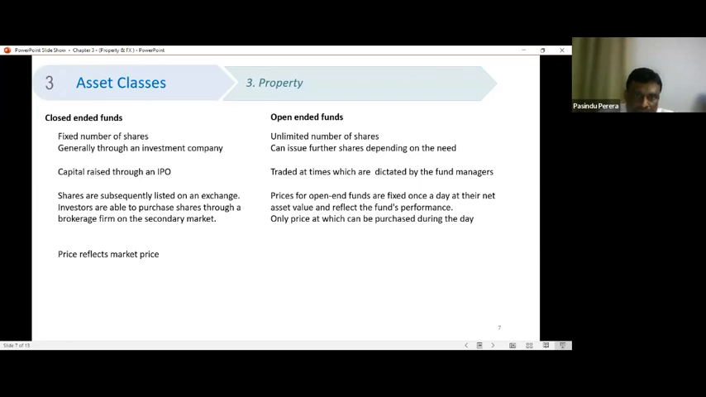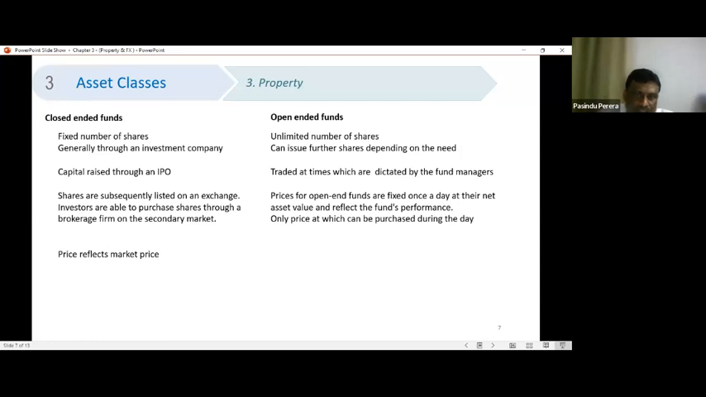Prices for open-ended funds are fixed once a day at their net asset value and reflect the fund's performance. Now, in the close-ended funds, there's a market price. Here, there's no market price, it is not traded; whatever the net asset value as at that day would reflect the fund's performance. Say, if you have taken exposures in property or maybe some equity, then you look at the daily net asset values, and that will reflect the fund's performance.